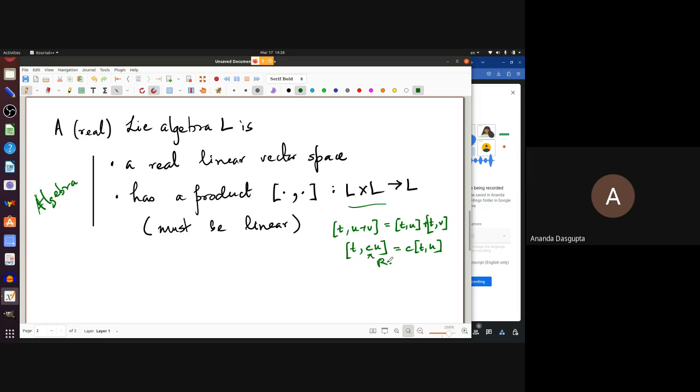Right? If it didn't do that, it would not be something I would call a valid product on this linear vector space. But once you have that, these two together form what is mathematically called an algebra. There are many kinds of algebra depending on the properties you put on the product. You understand that?